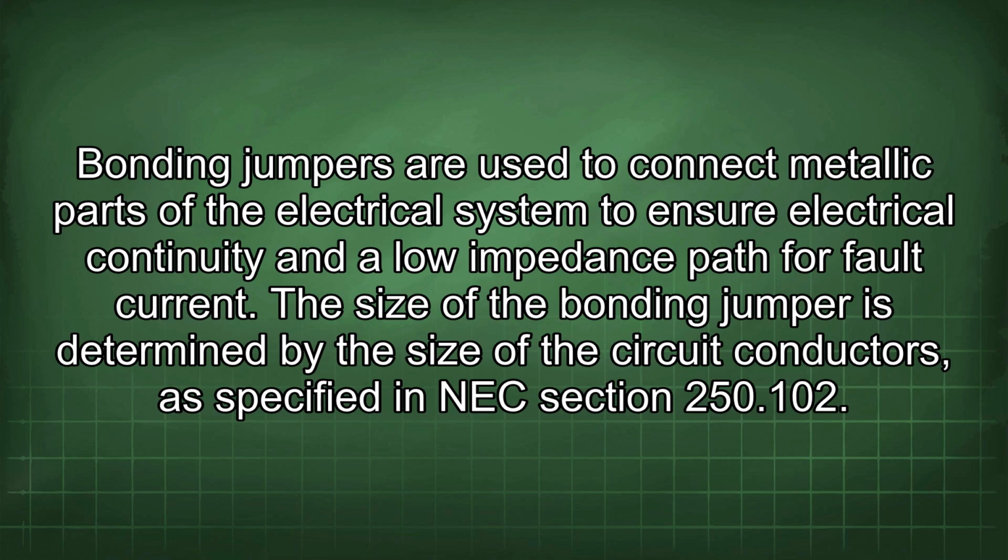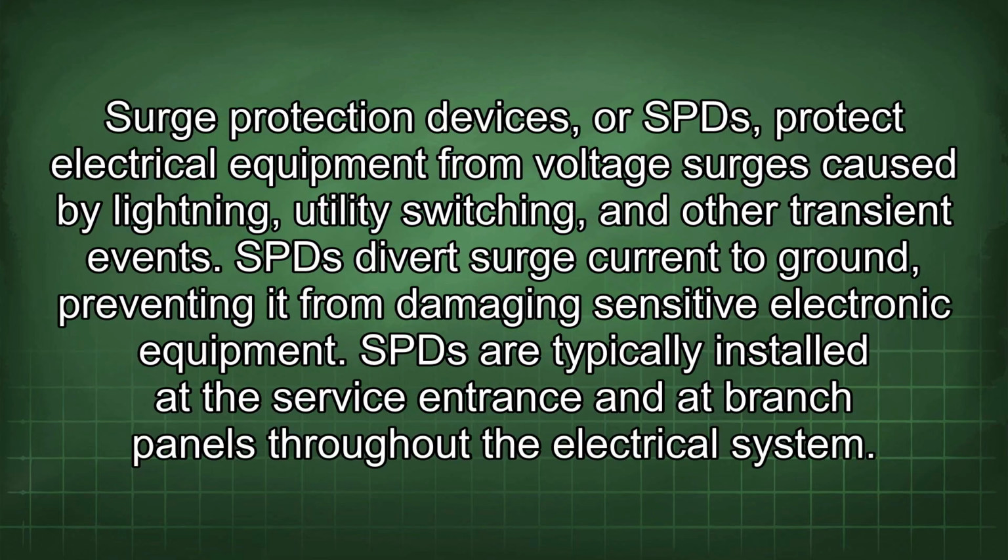Bonding jumpers are used to connect metallic parts of the electrical system to ensure electrical continuity and a low impedance path for fault current. The size of the bonding jumper is determined by the size of the circuit conductors, as specified in NEC Section 250.102.